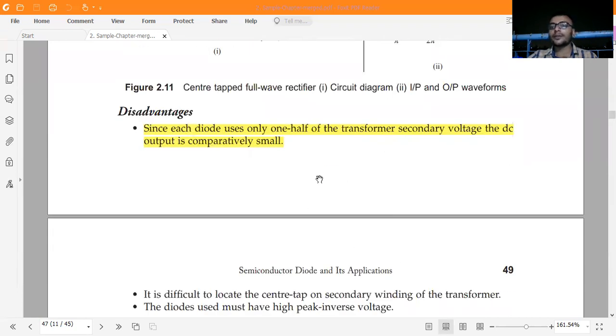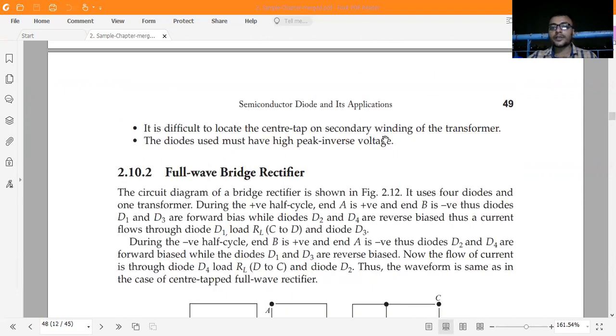What is the disadvantage? The disadvantage is that it contains a transformer, and its peak inverse voltage is high, around 2Vm.